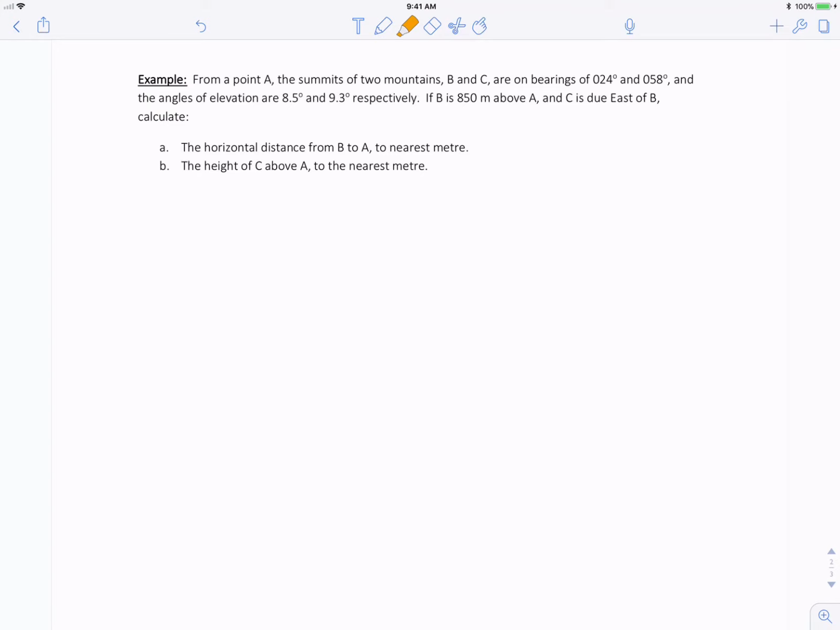From point A, the summit of two mountains, B and C. I'm really only going that far. So I have one point in space, and I'm talking about the top of two other mountains, B and C. So for me, I'm picturing here's my point A, and in the distance I have 2 points, B and C.